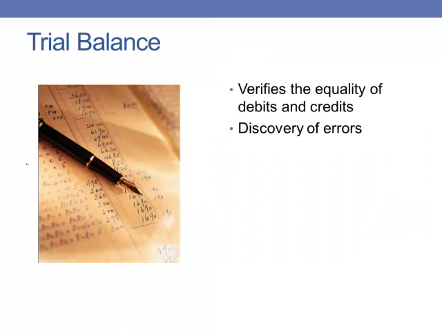We take the balances from all of our accounts and we put them in a trial balance. And this is going to verify the equality of debits and credits and help us discover errors. So our trial balance will balance at the end. After we list all of our account names and their balances, we add up the debit column, add up the credit column, and we will balance.